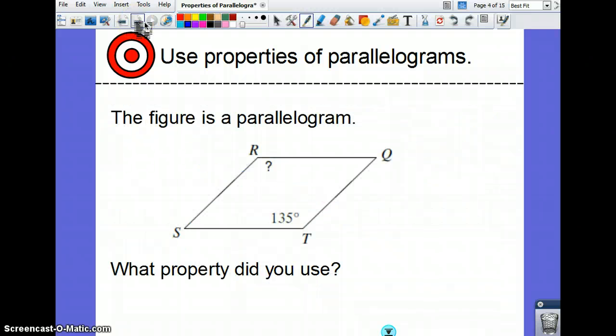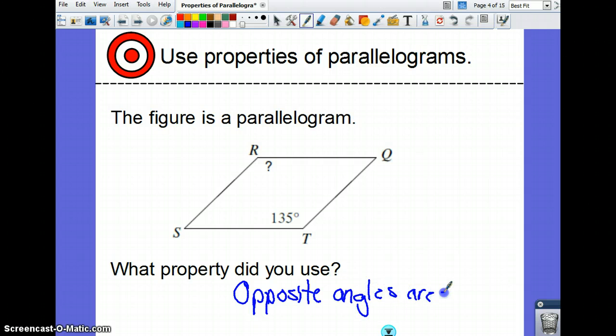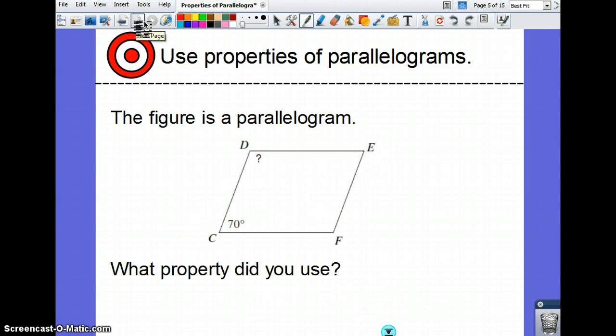Here's how we use it. Okay. So notice that these angles are opposite from each other. So it means that they are opposite angles. And we know from our properties that opposite angles are congruent. So that means that this would have to be 135. Now these two, these are consecutive angles. So if they are consecutive angles, that means they are supplementary.